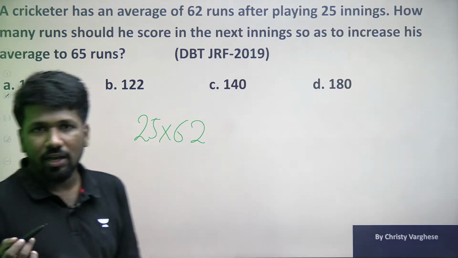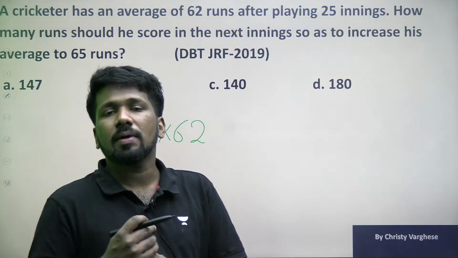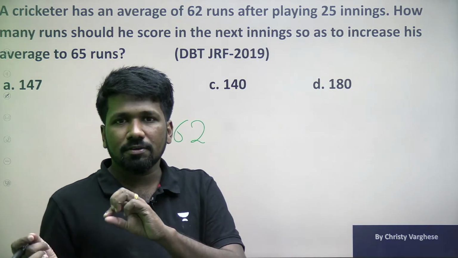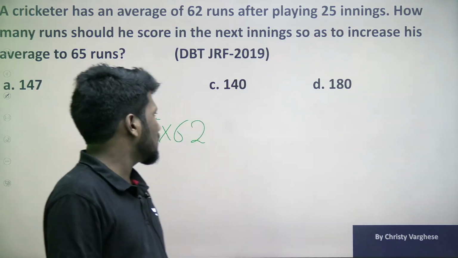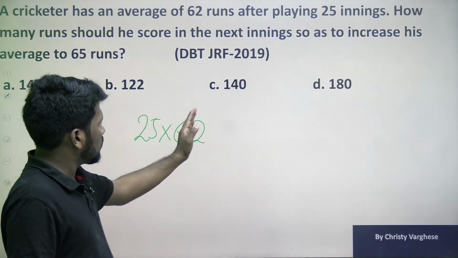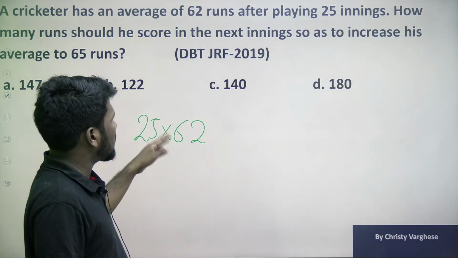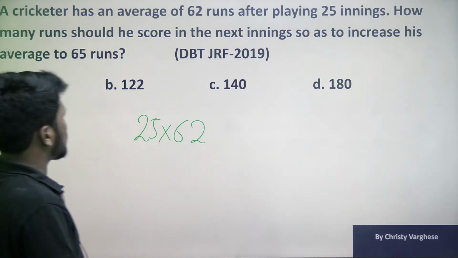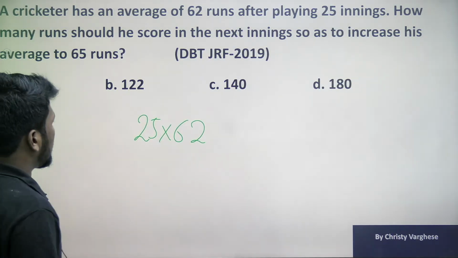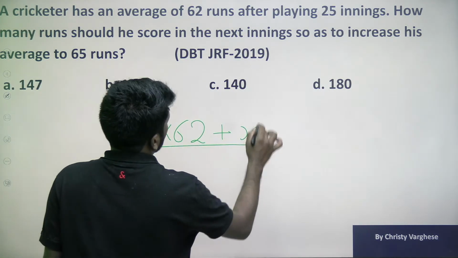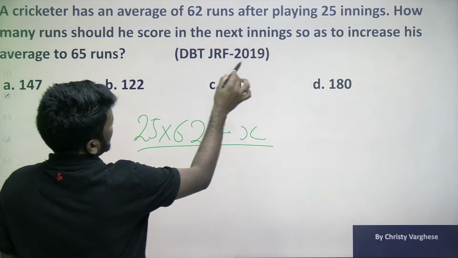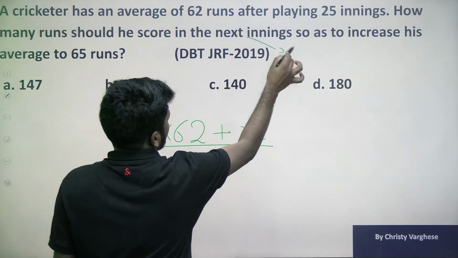Because what does arithmetic mean? Sum of observations divided by number of observations. So sum of observations will be arithmetic mean into number of observations when you cross multiply it. So 25 into 62 runs he scored in the first 25 matches. And let x be the number of runs he scored in the last match or 26th match. Next innings runs, let it be x.